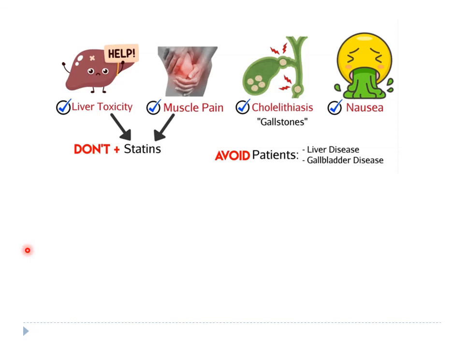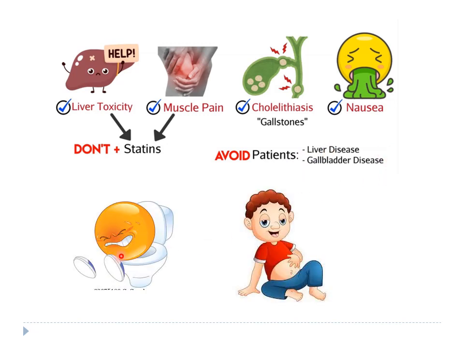Hepatotoxicity, myopathy, cholelithiasis, and nausea are the adverse effects of fibrates mainly. And they are not given with statins because they will increase the risk of hepatotoxicity and myopathy. And if a statin has to be given with a fibrate, it can be given with fenofibrate. And these drugs should be avoided in patients with liver disease and gallbladder disease. Constipation and bloating are the main adverse effects of bile acid binding resins. And ezetimibe has a very good safety profile. It has little adverse effects. It can also produce myopathy and hepatotoxicity, but in very rare cases.